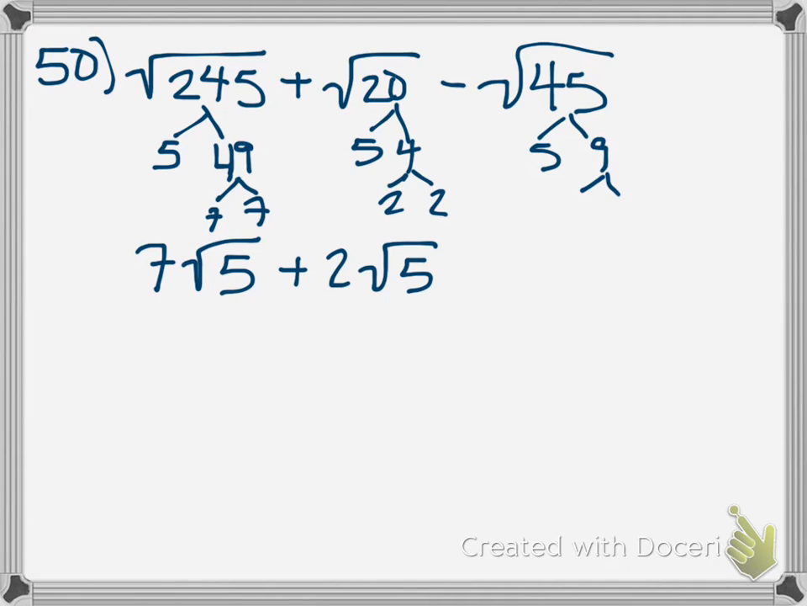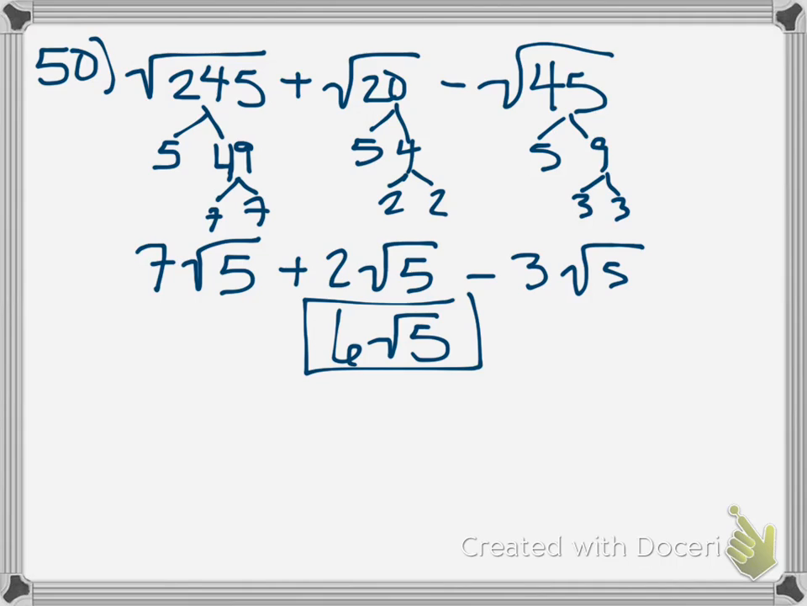45, I've got 5 and 9, 3 and 3, and I've got a pair of 3's with a 5 left over. So now that I know these are all forms of square root of 5, I can just add 7 plus 2 is 9, 9 minus 3 is 6, square root of 5. Notice how the square root does not change, just the numbers that are in front.